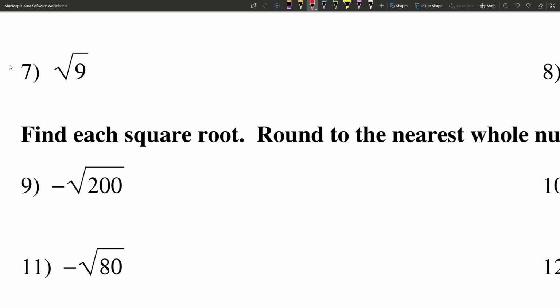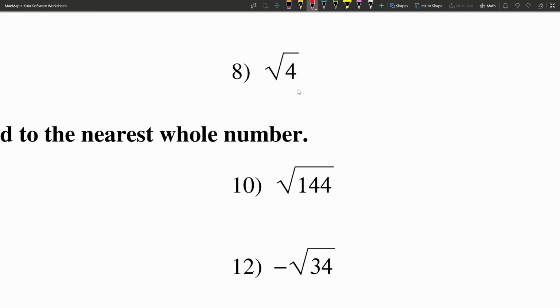Moving on to number 7, what squared equals 9? What number times itself equals 9? That's going to be 3. So the square root of 9 equals 3. And lastly, for this first set of directions, number 8, what is the square root of 4? That's going to be equal to 2, because 2 squared equals 4, so the square root of 4 equals 2.